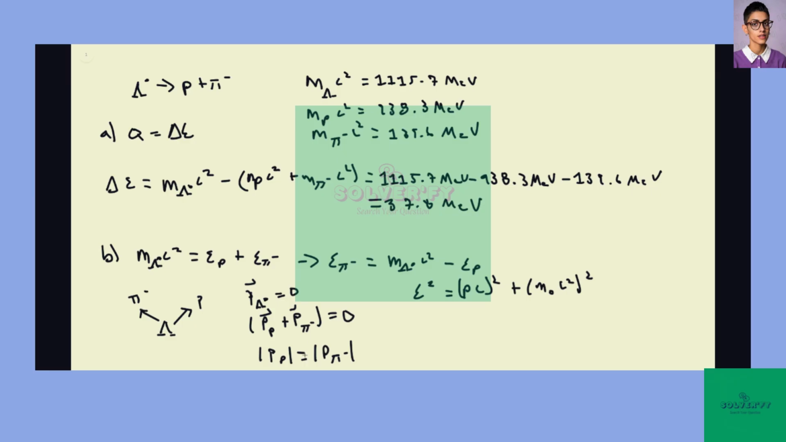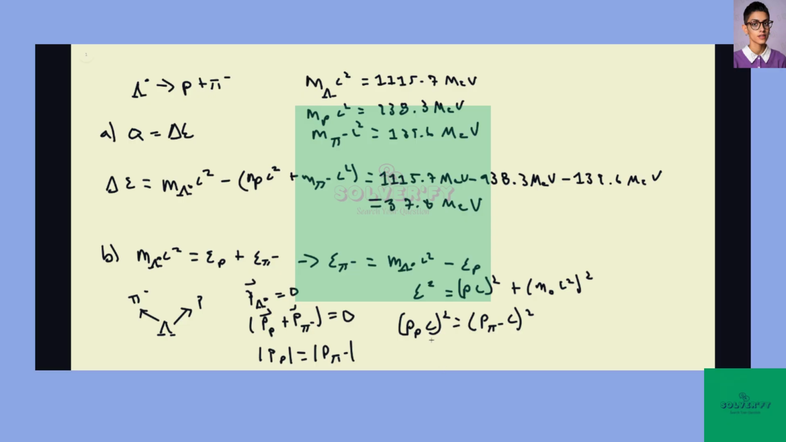So if we multiply both sides by c and square it, which gives the kinetic energy term, it's going to be the same. So we can state that p, the momentum of the proton, times c squared is going to be equal to the momentum of the pi meson times c squared. And that we can plug into here.